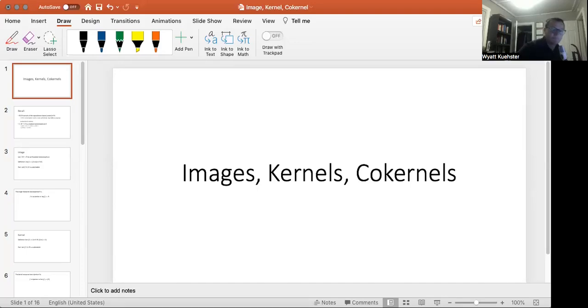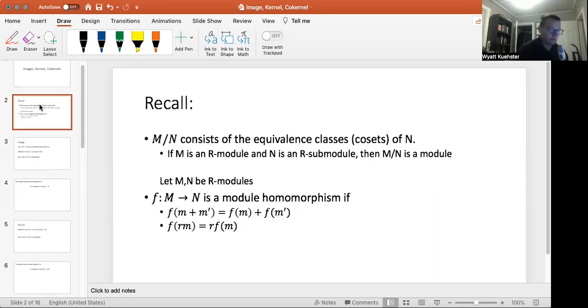Okay, hello again. So now we're going to do, I think, the next to last thing, which is define the image, the kernel, and the co-kernel of a homomorphism. Recall from the last video, we defined quotient modules. So the quotient module of M by a submodule N consists of all the equivalence classes or cosets of the submodule N. And this is also a module, and it comes with a free quotient map, Q, from the original module to whatever you're quotienting it by.